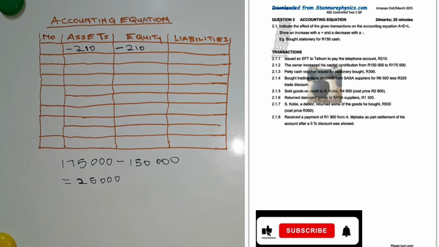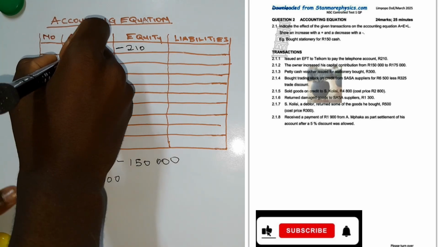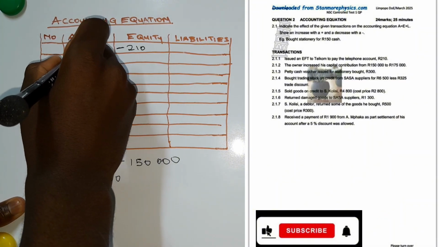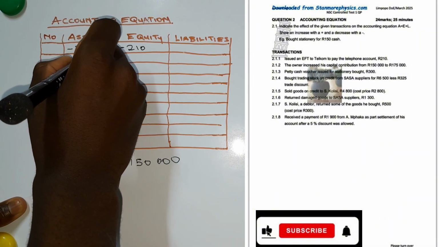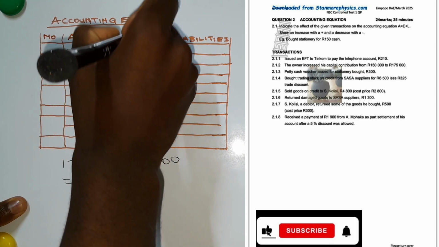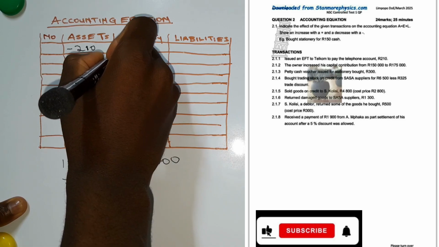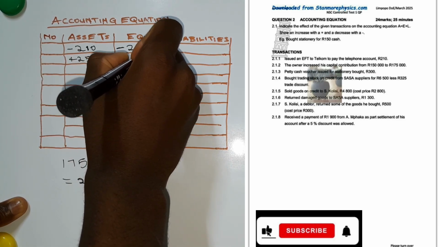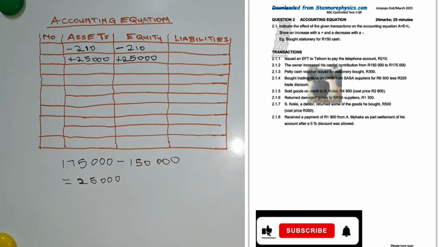Since the owner increased the capital by 25,000, this transaction is going to affect asset and equity. Our asset, which is bank, is going to increase by 25,000. Then also our capital, which falls under equity, is going to increase by 25,000. Then we are done with number 2.